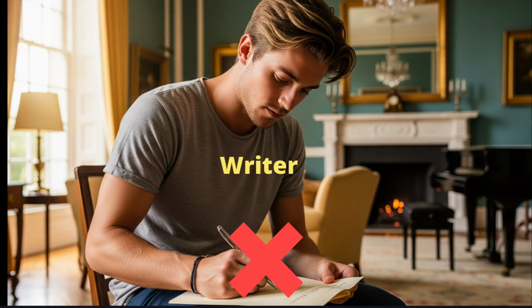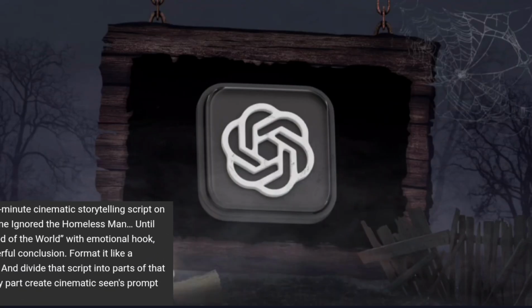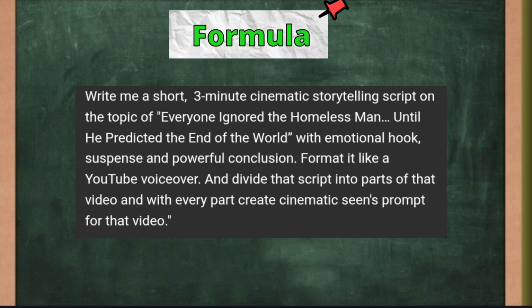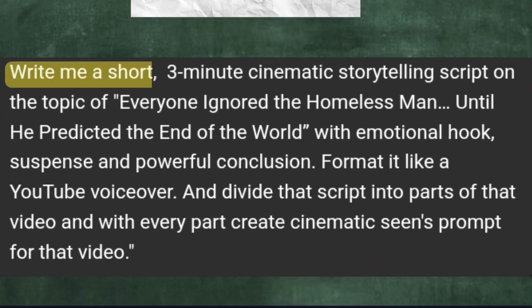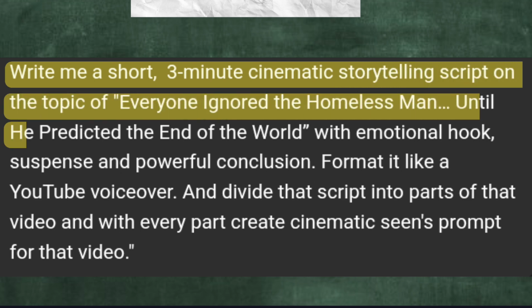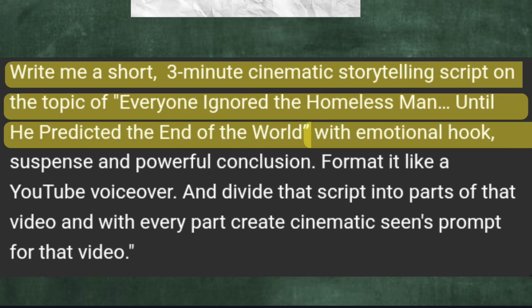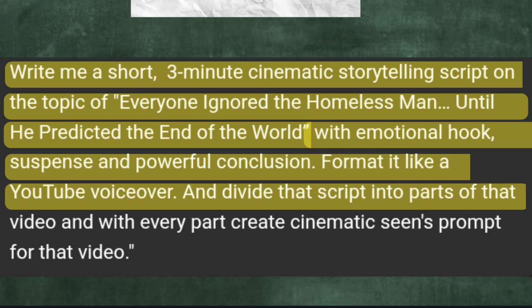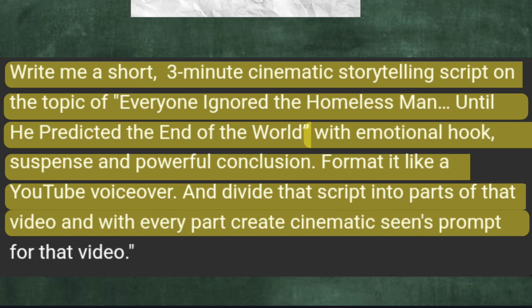You don't need to be a writer, you just need one powerful AI prompt. Here's how you do it. Use this exact formula I crafted. Write me a short, insert your video length, like 3 minutes, cinematic storytelling script on insert your topic. Add an emotional hook, suspense, and a powerful conclusion. Format it like a YouTube voiceover. And for each part of the story, generate a matching cinematic visual prompt.